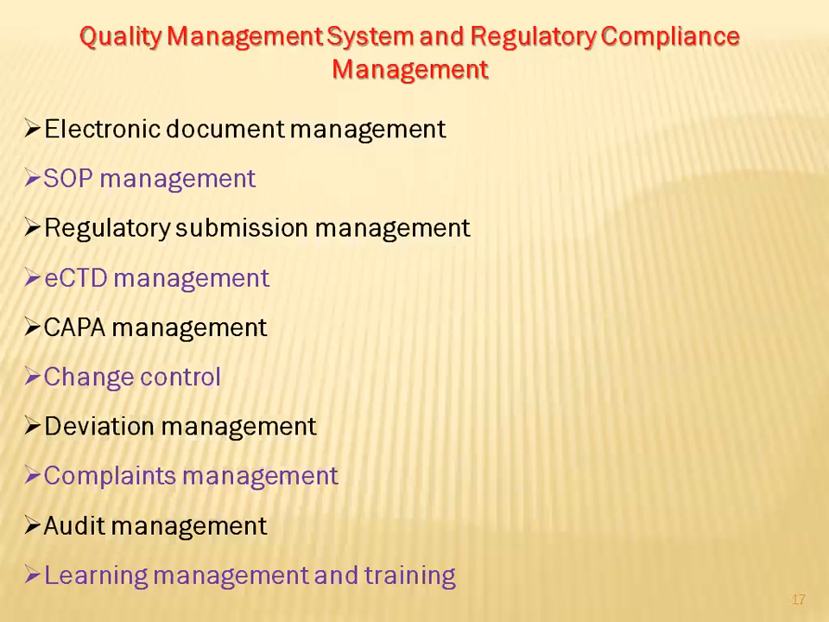CAPA management, corrective action, preventive action management. So here, if anything happens, we need to have corrective action or preventive action to prevent such things in future. Corrective action: if something happens, we need to have corrective action. So that is a specific task we need to control. That is under the QMS system.